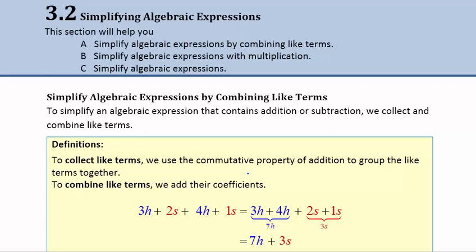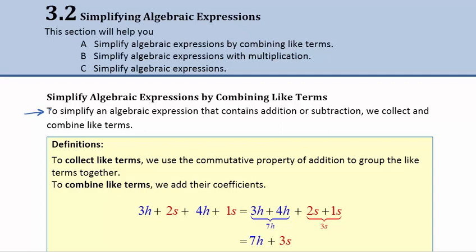Section 3.2, Simplifying Algebraic Expressions. This video will help you simplify algebraic expressions by combining like terms, simplify algebraic expressions with multiplication, and then combine both of these together, combining like terms and multiplication, in Part C. So to simplify an algebraic expression that contains addition and subtraction, we collect and combine like terms.